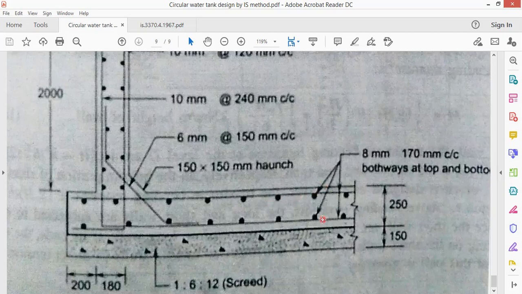So students, this is about the design of the circular tank using the IS code method as well as detailing of the reinforcements in the water tank. Go through this again and try to solve this problem and understand the reinforcement details. Thank you.